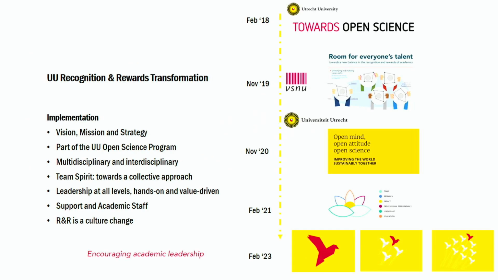This is a bit the roadmap we have gone through. So you have the room for everyone's talent, the national developments. Before that, we started with our strategy at Utrecht University on open science. Open mind, open attitude, open science was the new strategy developed in 2020. Later on came the TRIPLE model, and now we're very much focused on leadership and leadership development in our project.